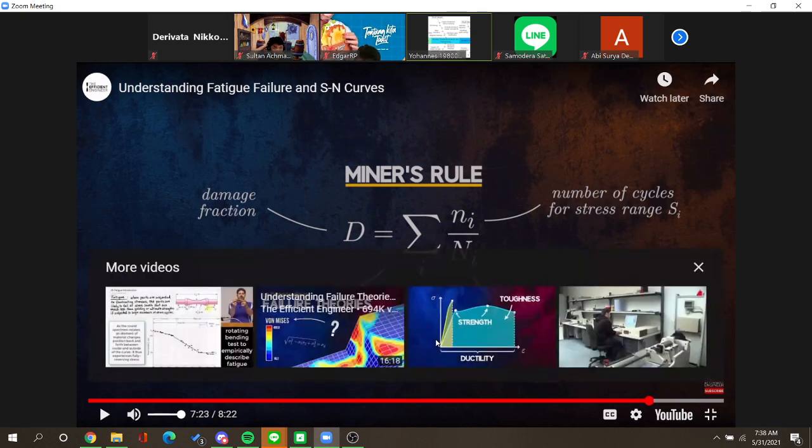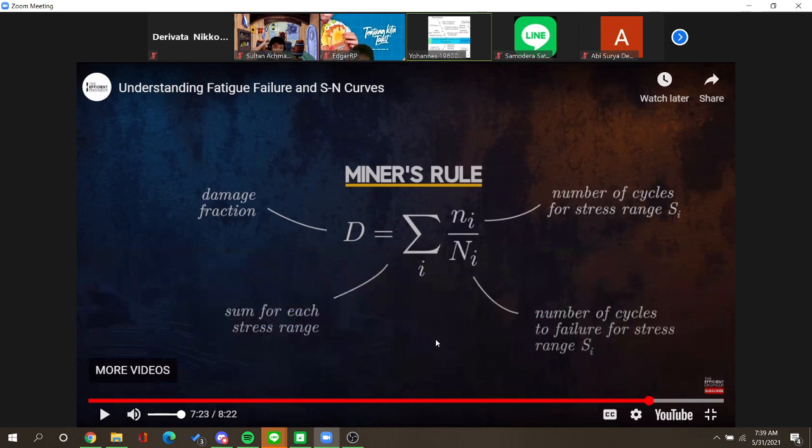Okay, let's stop here. Okay, so the question is how to know the cycle of each amplitude. Is that right, Sultan? Yes, sir. Okay, so the number of cycles for a stress range, let me write here. So the question is how to know the number of cycles for each component of the signal.